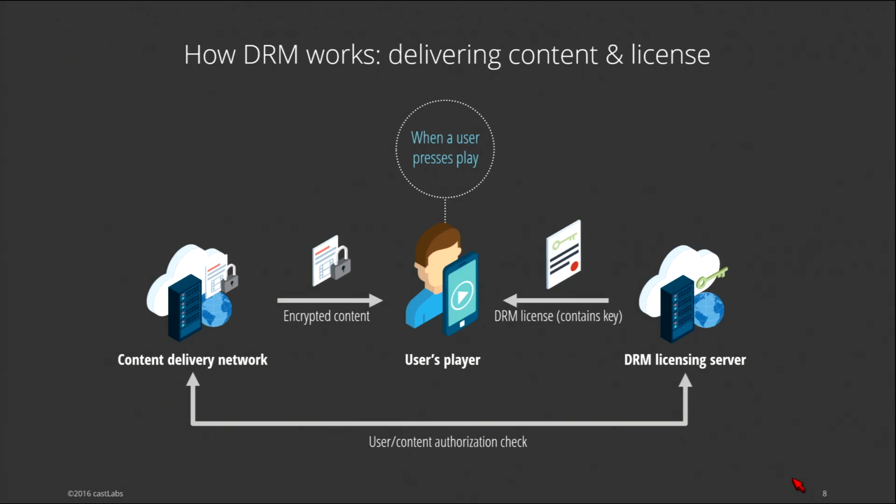When a user presses play, a request is made to the DRM provider or the DRM server. The DRM licensing server will make a callback to the database where the content provider keeps their user information, and they'll receive authentication, yes or no, to allow the key to be released. If the key is released, the content delivery network will send the encrypted content, and then the user will be given a license, either software or hardware-based, to actually decrypt the content and play it back.